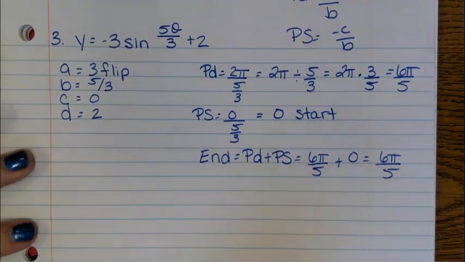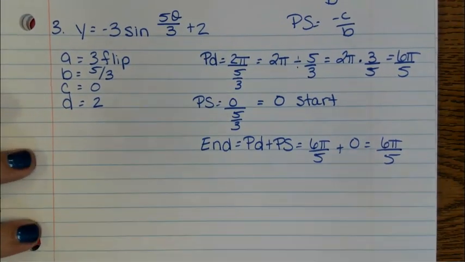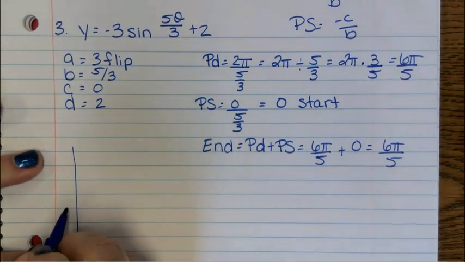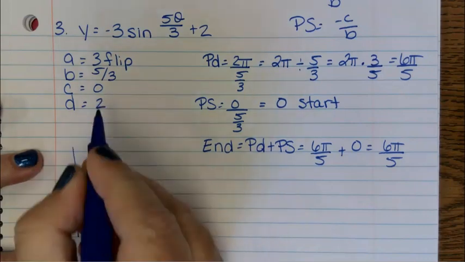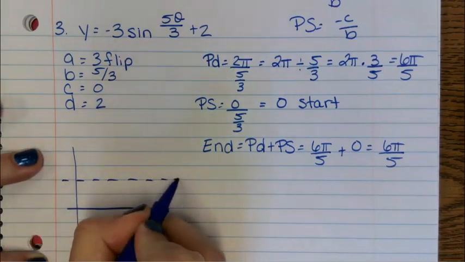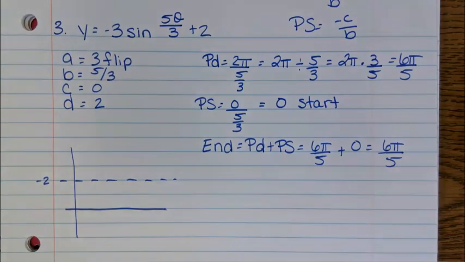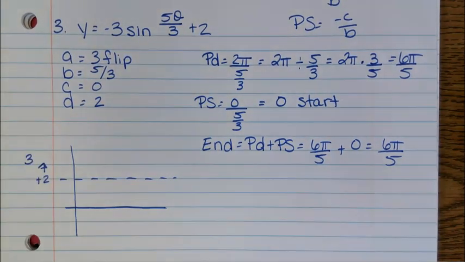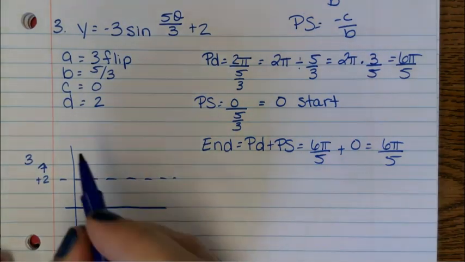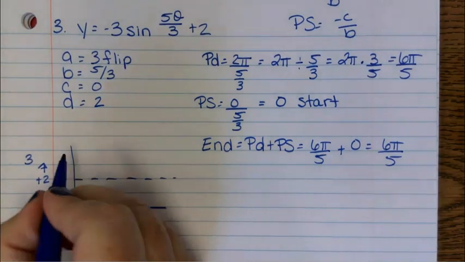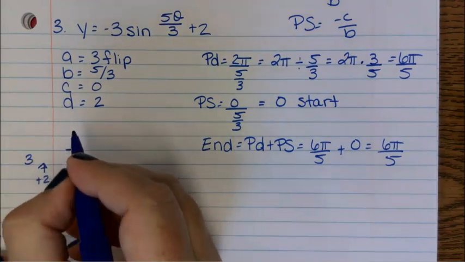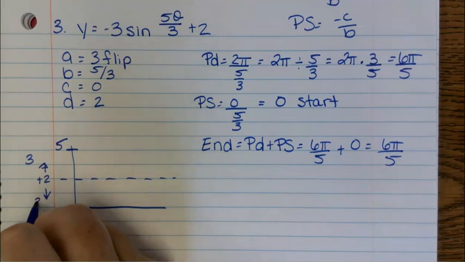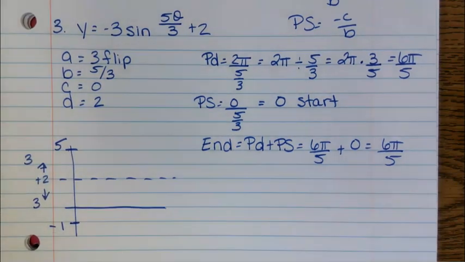Okay. Now we got to sketch the graph. Okay. Midline is at -2. Okay. Amplitude, we're going to go up 3. Oh, +2. I am so sorry. +2. Silly me. If I go up 3, that puts me at 5. And if I go down 3, that puts me at -1.